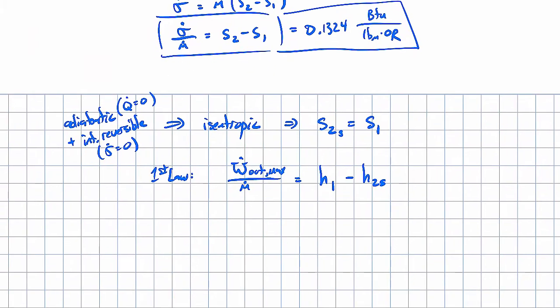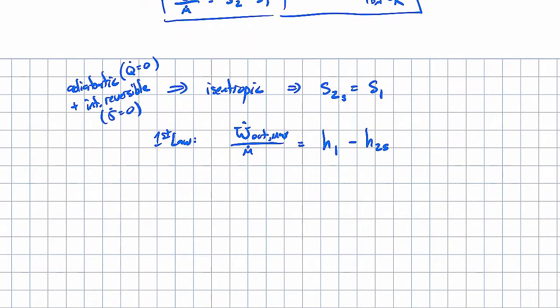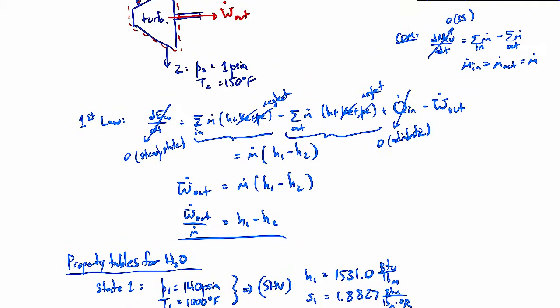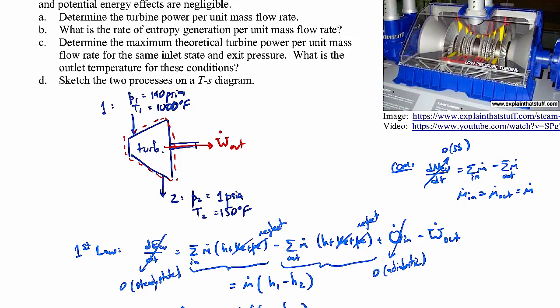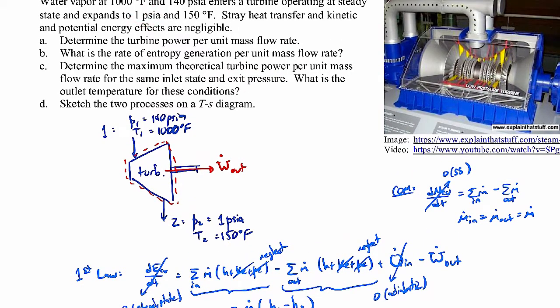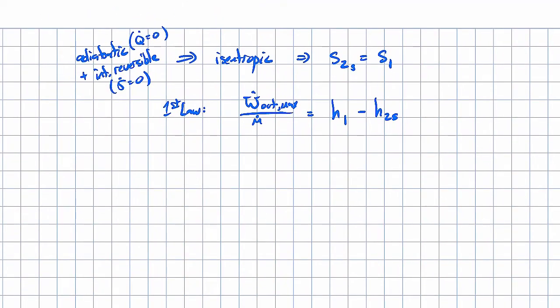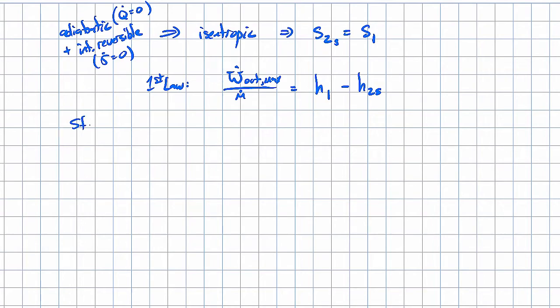So we now need to determine what the isentropic specific enthalpy is going to be. If you look back at the problem statement, it says for the same inlet state and exit pressure. So the H1 stays the same, but we also have the same exit pressure of 1 psia. So we have two pieces of information. For state 2s, we know that P2 is still 1 psia.